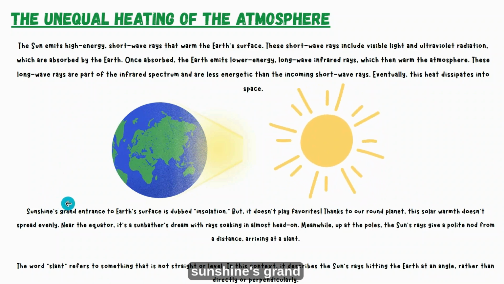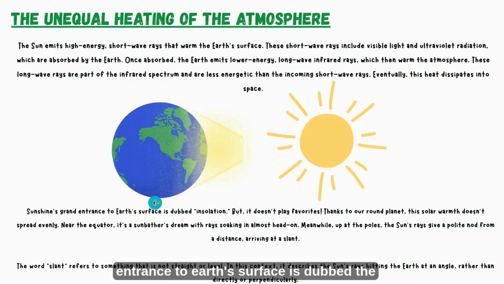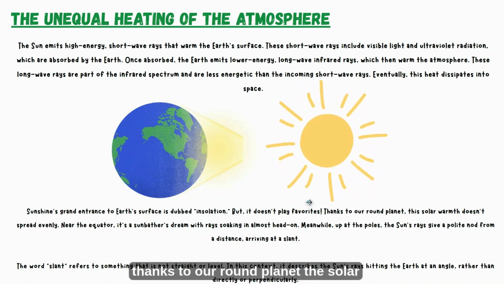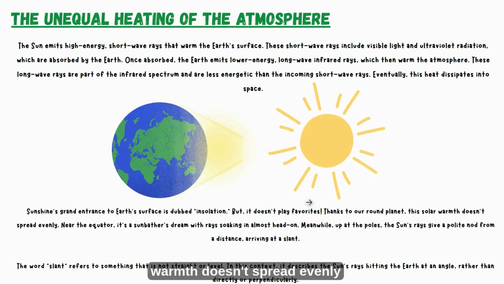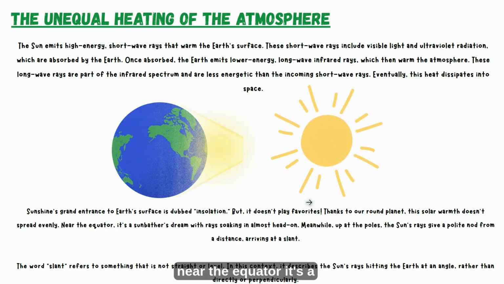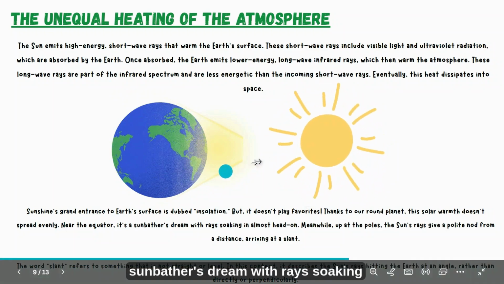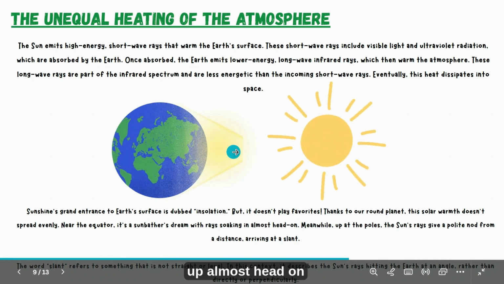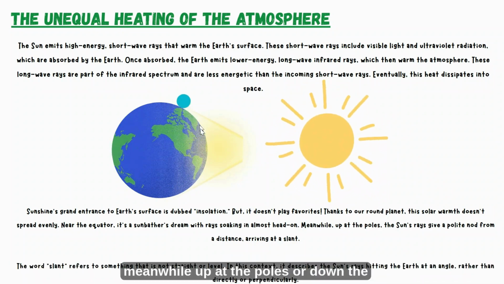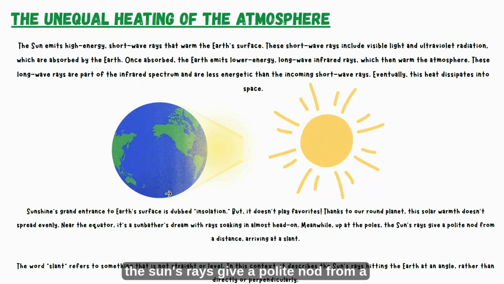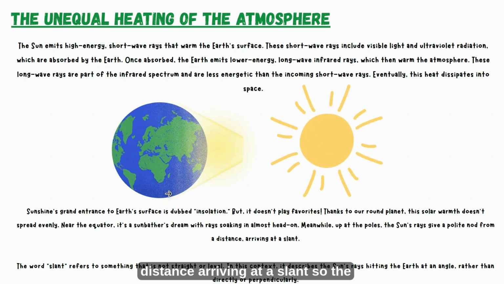Sunshine's grand entrance to Earth's surface is dubbed the insolation, but it doesn't play favorites. Thanks to our round planet, the solar warmth doesn't spread evenly. Near the equator, it's a sunbather's dream, with rays soaking up almost head on. Meanwhile, up at the poles, the sun's rays give a polite nod from a distance, arriving at a slant.